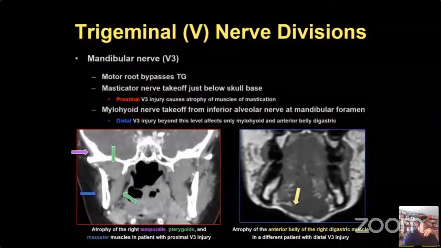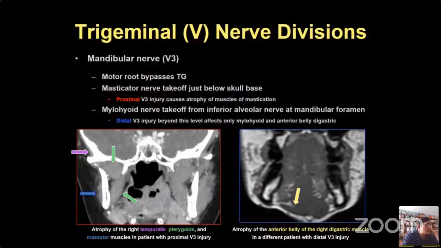And you can see that in different parts. The motor route, of course, will bypass the trigeminal ganglion. The masseter nerve actually starts off at the skull base. So this is the pterygoid muscle. You can see it, that's the temporalis muscle. So you can compare the left and right temporalis muscle and see the atrophy of the right temporalis muscle.